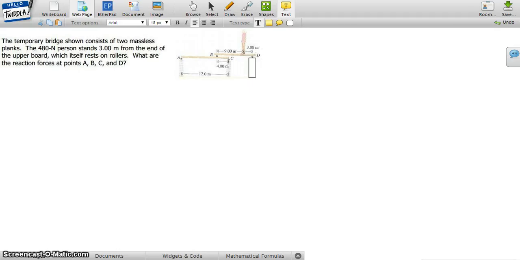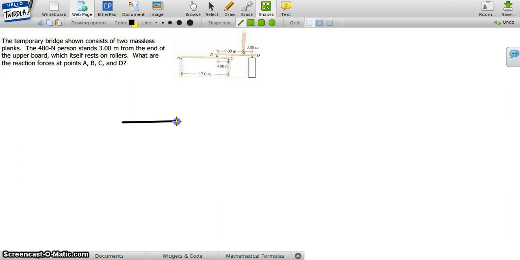Okay, for problem number 5, it says this temporary bridge is set up kind of like in this diagram here. And we're trying to figure out the reactionary forces at A, B, C, and D. And it tells us the weight of the person here is 480 newtons, and they give us these various distances. Okay, so let's reconstruct this.